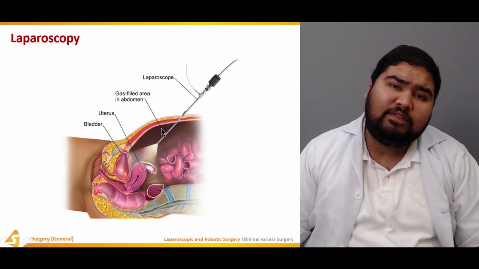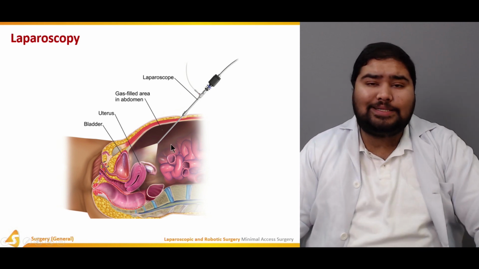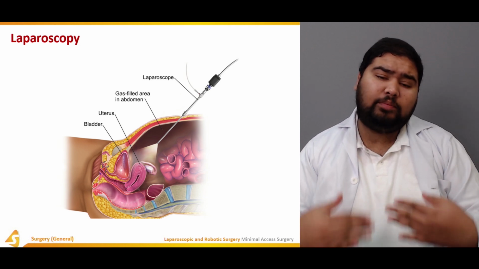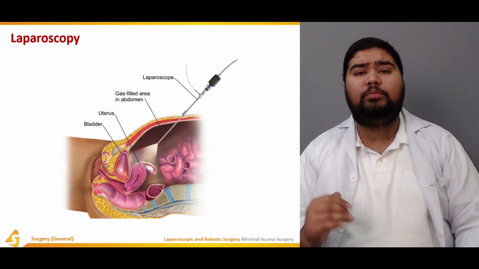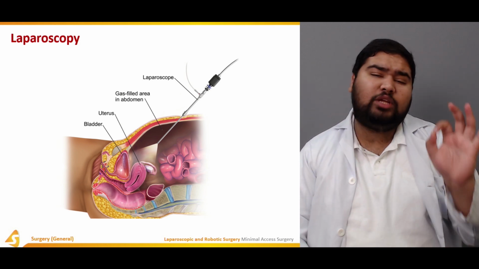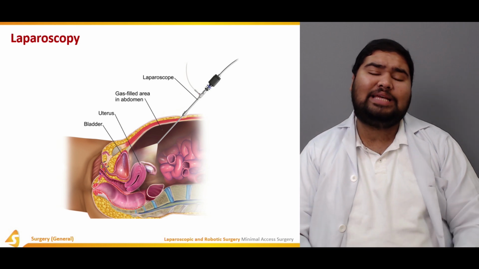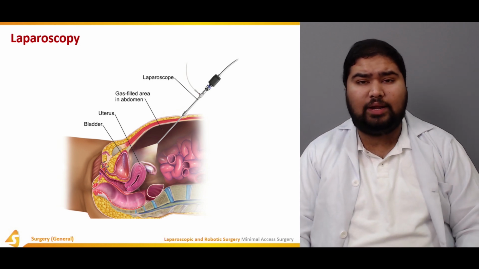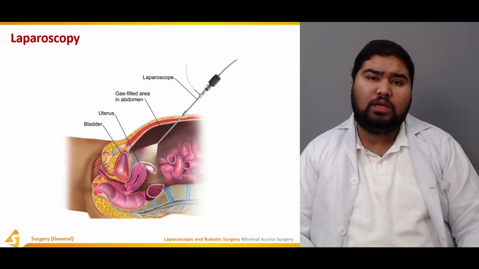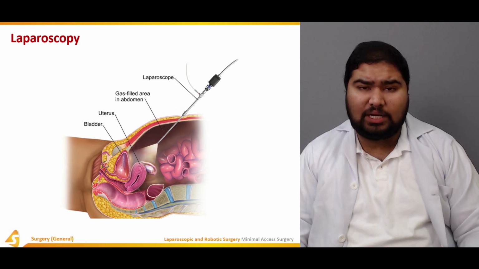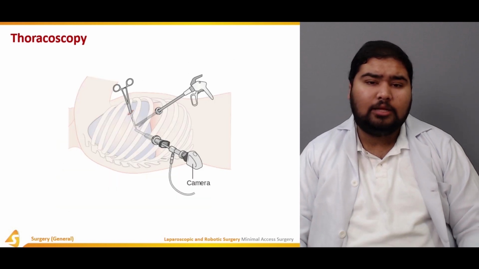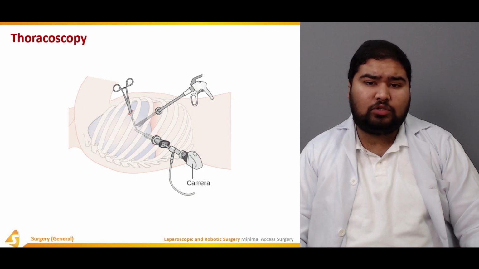We have insufflated the abdomen with an inert gas. This inert gas shifts the abdominal content downwards and the abdominal wall upwards. This creates a space in which you can easily insert and retract your instruments, and with the help of laparoscopy you can clearly identify the structures within the abdominal cavity and perform surgical procedures on it. Then we have thoracoscopy.